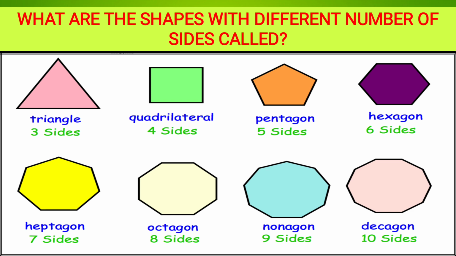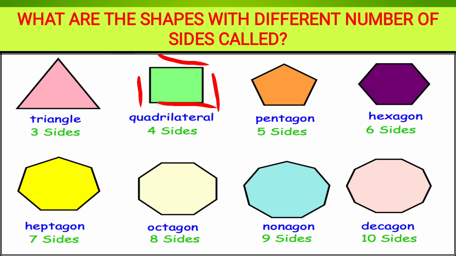Now, what are the shapes with different numbers of sides called? The shape that has 3 sides is known as a triangle. The shape that has 4 sides is known as a quadrilateral. Quadri means 4. Here you can see 1, 2, 3 and 4 sides in this picture. So, this is a quadrilateral.